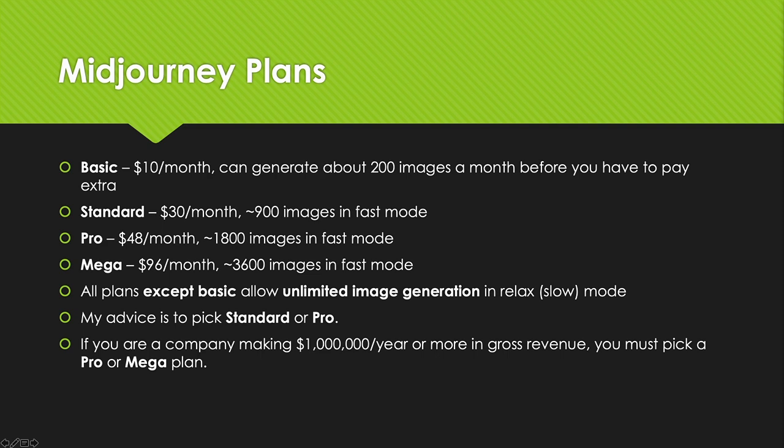And if you do that 4 times, then you've already spent as much as you would spend on Standard, and you haven't received the value that you received from Standard, and you don't have access to this Relax mode. Because if you have Standard and you run through all of your fast hours for the month, you can still use Relax mode indefinitely. So this is why I recommend Standard, or Pro if you are representing a big company.